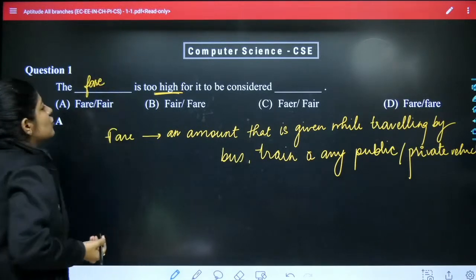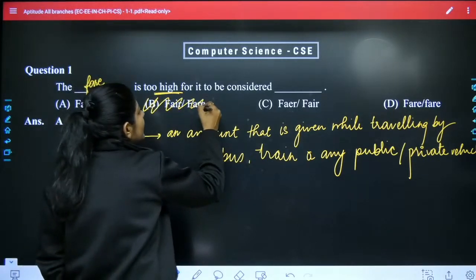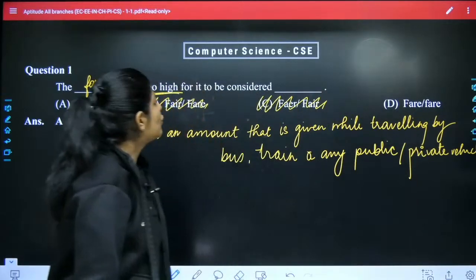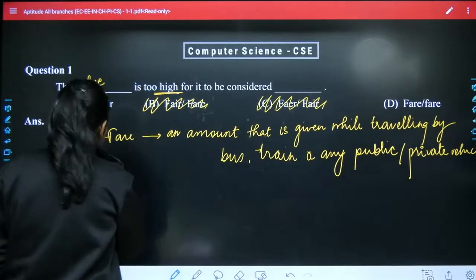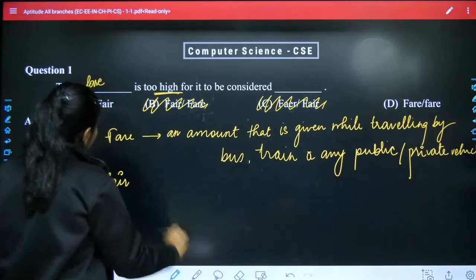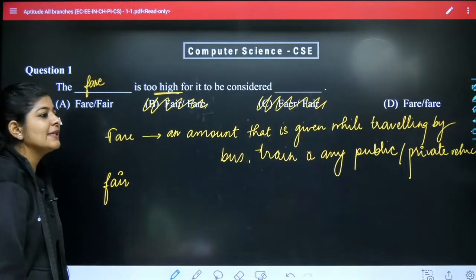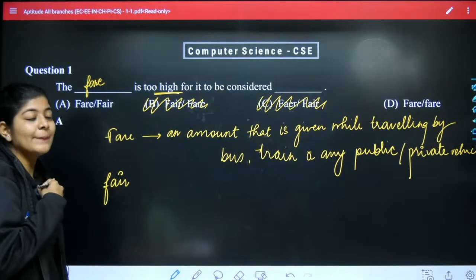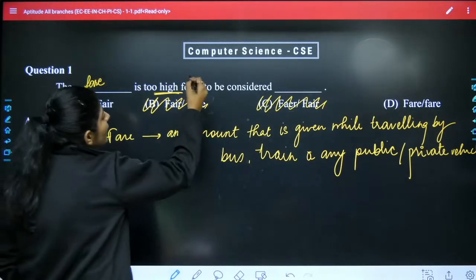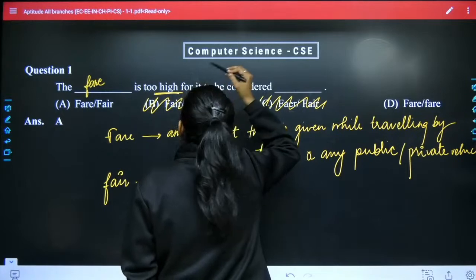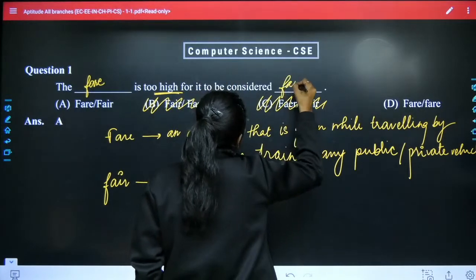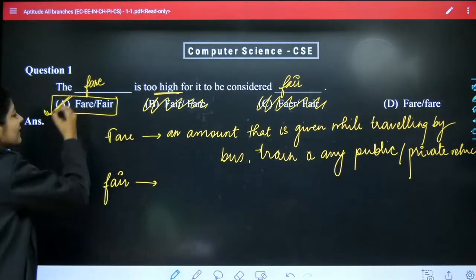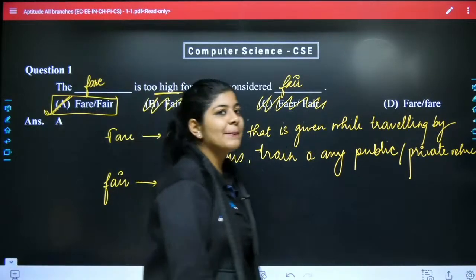If the first filler should be fair, that means option B is eliminated, option C is eliminated, and the remaining option is to be considered. So the fair is too high to be considered fair. So the correct option is option A. This is a very simple question from the verbal ability.